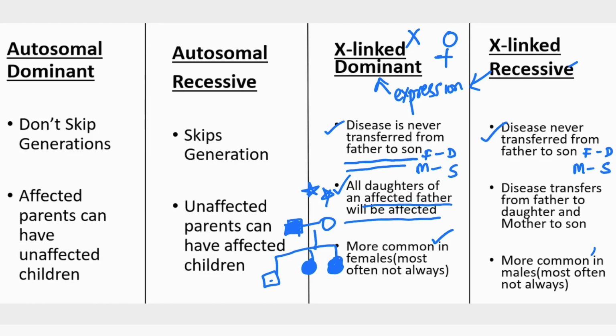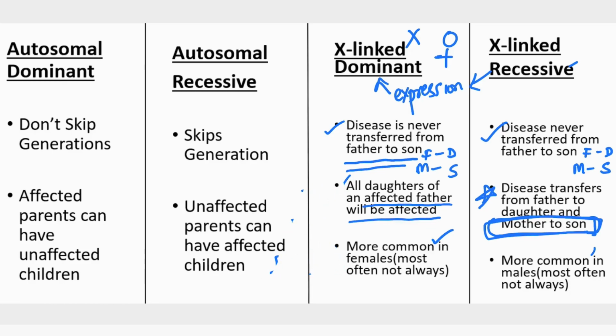But the main clue is just coming. So the second clue is the main clue. See, disease transfer from the father to the daughter and mother to the son. Basically this one, mother to the son. This one is the main clue. So if it's mother to the son, how will the pedigree chart look like? Let's just try solving it. So it will look like this.